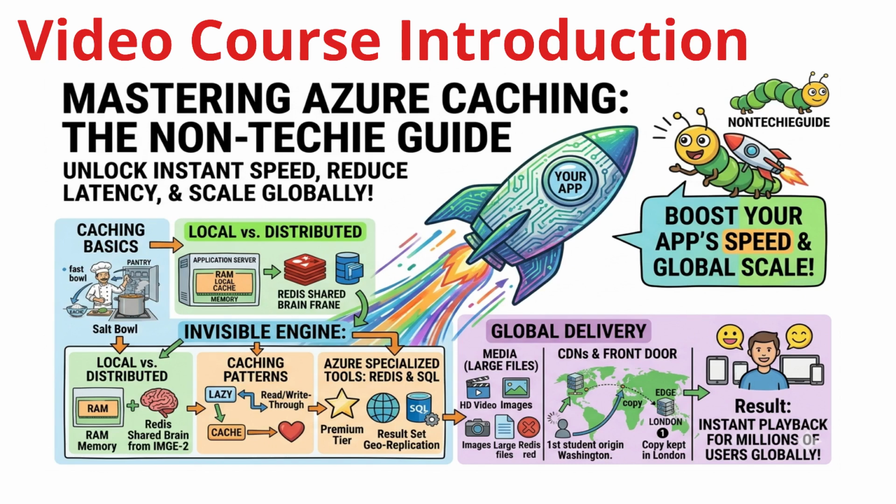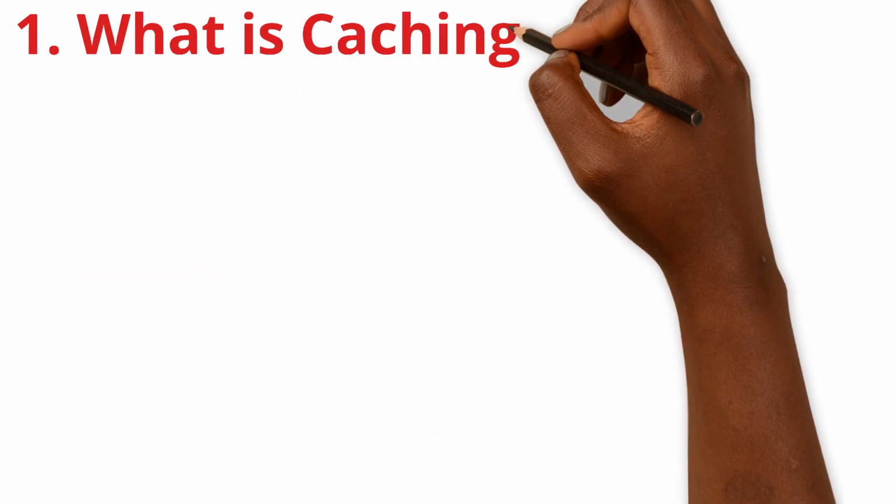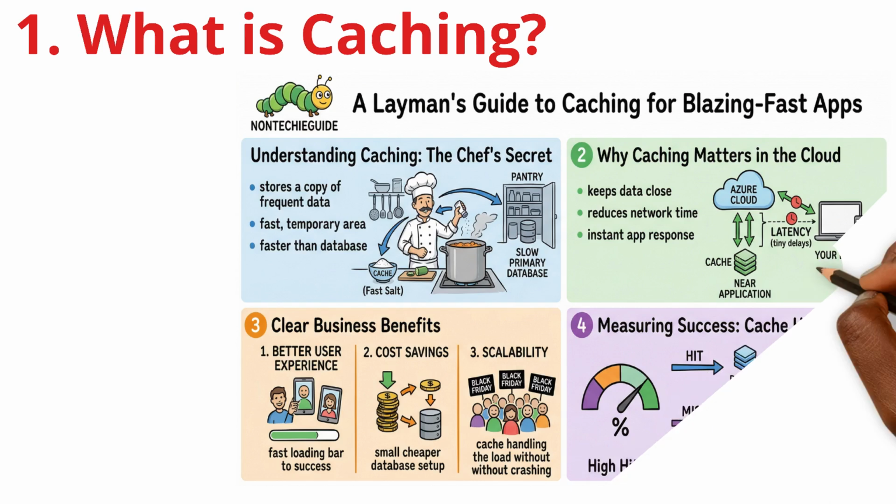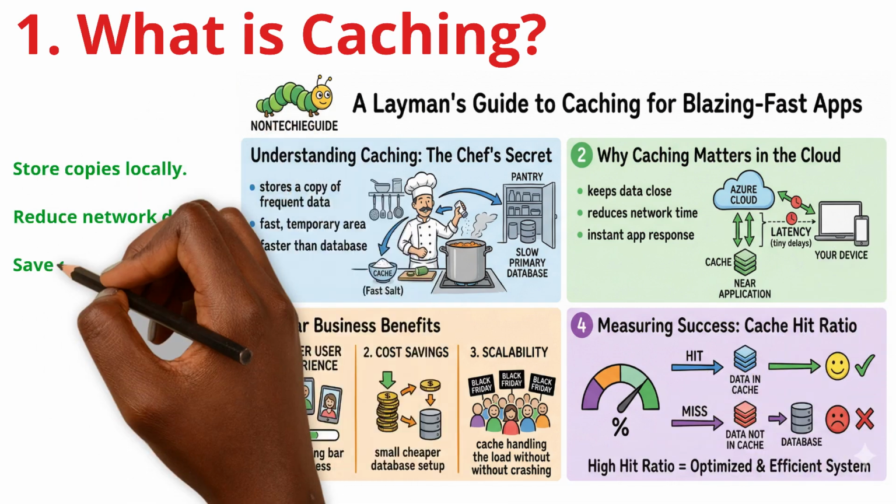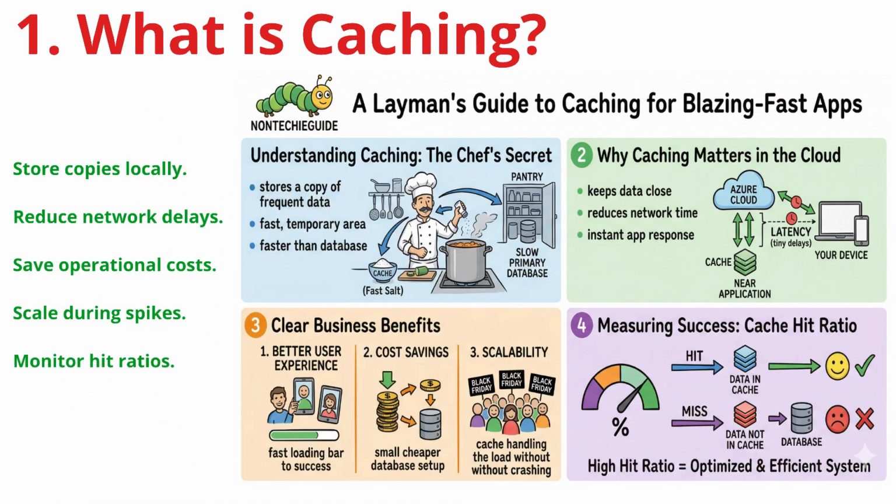Let's dive in. Imagine you're a chef in the middle of a dinner rush. Every time a dish needs a pinch of salt, you don't walk all the way back to the massive pantry at the end of the hall. Instead, you keep a small bowl of salt right on your counter. That's caching.